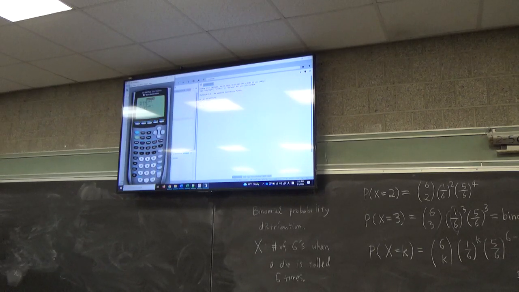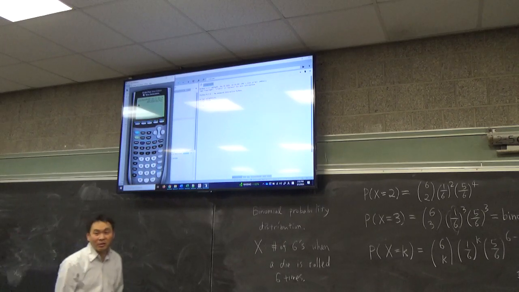X value: what's x here is the k value. What I'm calling k is this x. A lot of books also use x as well. 3, and then I do paste. And what that gives you is the value of the probability, which is 0.0535. So that's how you quickly get it.